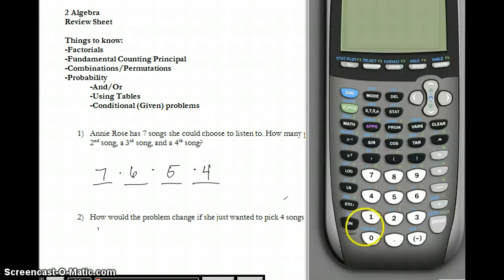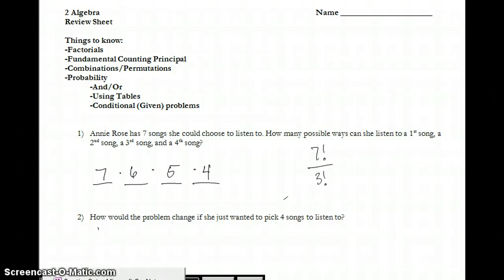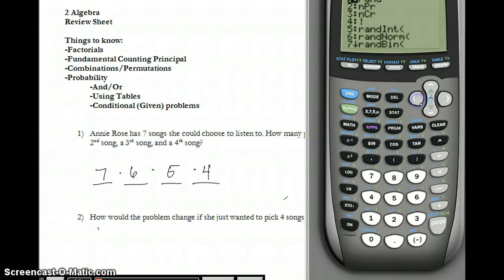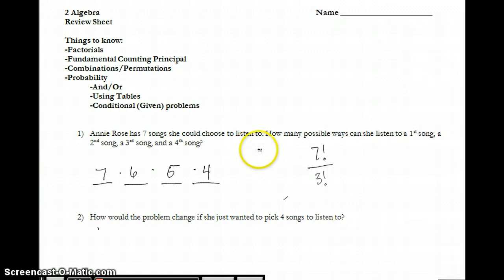And in your calculator, if you want to, we can do this as 7 factorial, which we know comes up in the math menu. Go to the left to probability and down to 4, number factorial, divided by 3 factorial. And we get 840.